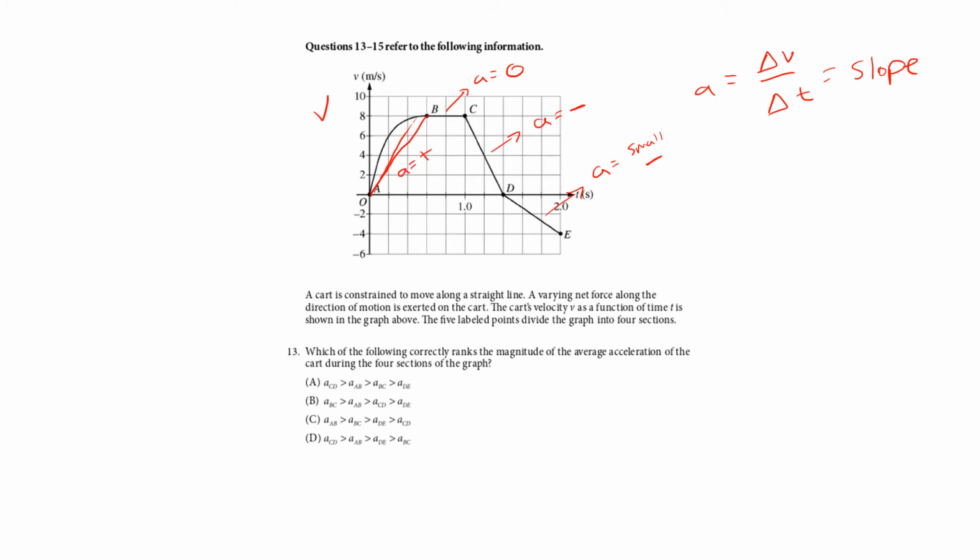So, magnitude of acceleration, AB is the most, and then you're done because it's right there, and CD is the least. Cool, and that's that.